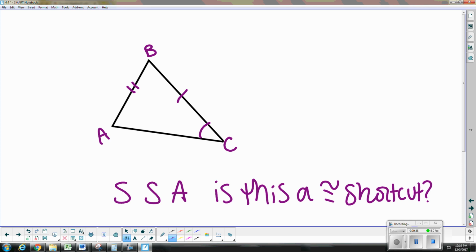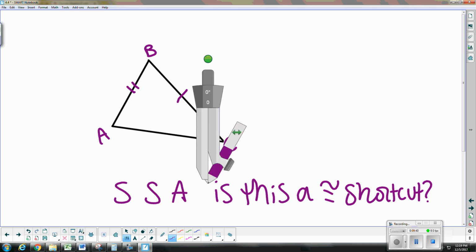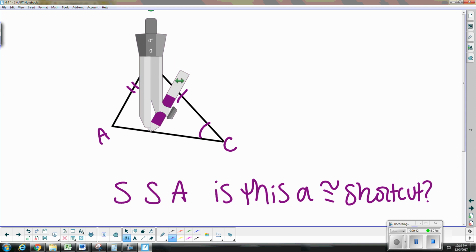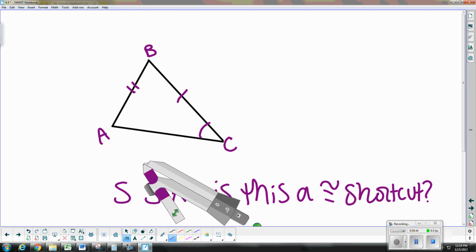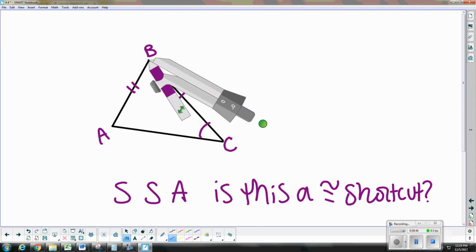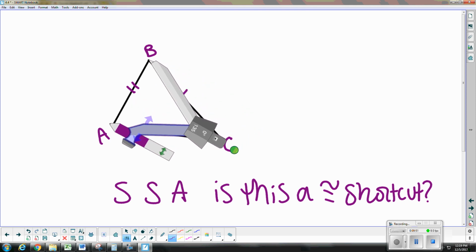All right, so when we were doing our construction, we used our compass a lot. So let's use our compass for a second and use that to duplicate this segment AB.